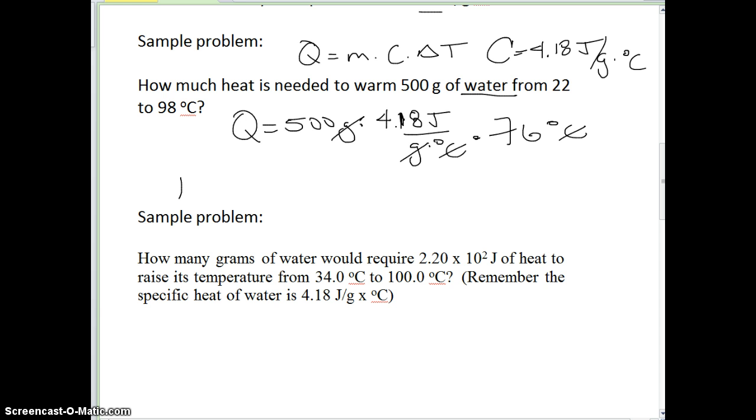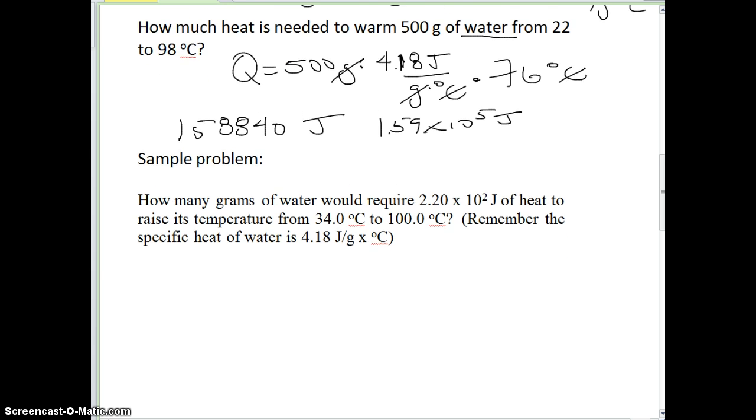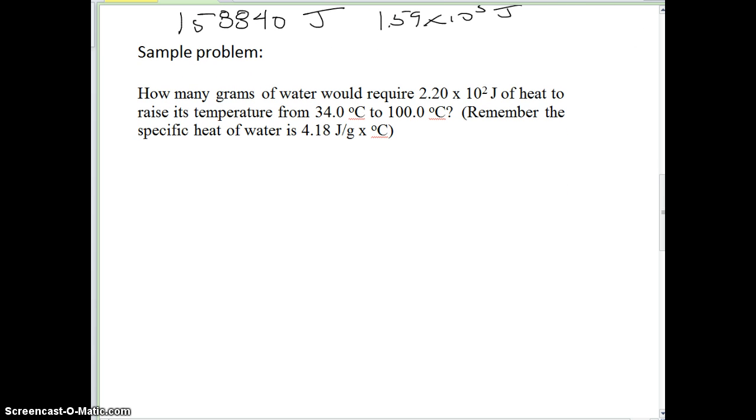And so I'm getting 158,840 joules, way too many sig figs. So we could round this off and call it 1.59 times 10 to the 5th joules, or we could also convert it to kilojoules if we needed to. Okay, let's go down here to another sample problem. It says: how many grams of water would require 2.2 times 10 to the second joules of heat to raise the temperature from 34 to 100? Remember the specific heat of water.